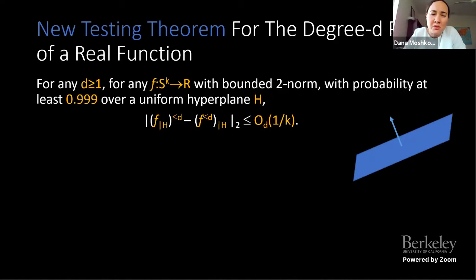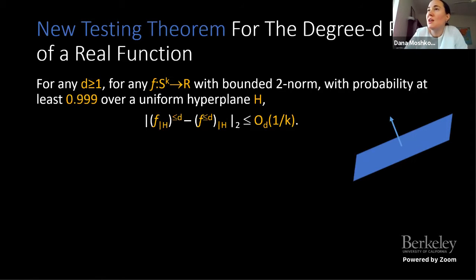So you have a function. Here, for technical reasons, it will be a function on the sphere. I denote the dimension by k, and assume that it has a bounded 2 norm. And now I pick a completely uniform hyperplane, I'm calling it H. Now, what I can do is look at the restriction of this function only to the hyperplane, and I can ask, okay, what's the degree D part of this function?